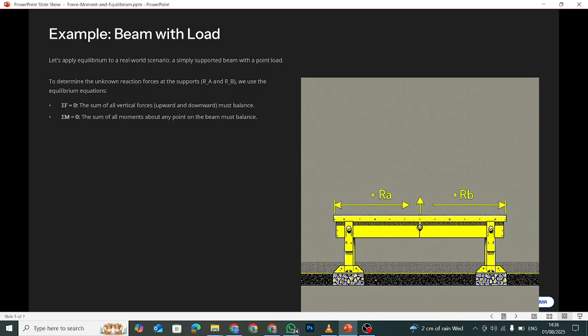Let's see a quick example. Imagine a simply supported beam with a point load exactly in the center. To keep it in equilibrium, the supports at both ends must provide reaction forces. Using summation F equals 0, we find that each support carries half the load, W divided by 2, and using summation M equals 0, we can confirm these reactions keep the beam balanced and stable.